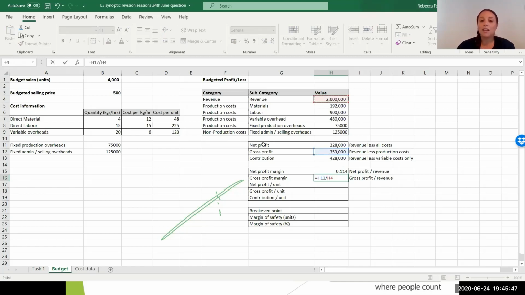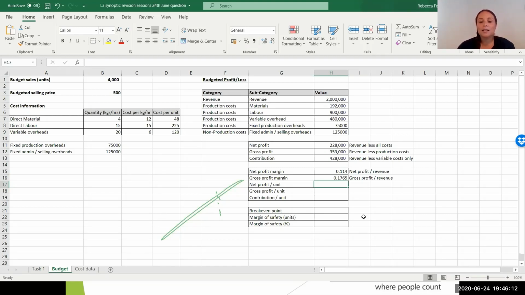Now, if you calculated your net, gross or contribution incorrectly, or you'd calculated your revenue incorrectly, if you got these formulas correct, you wouldn't lose any marks. So you won't lose follow-on marks if you then do this portion correctly. So you've got there your gross profit over your revenue, which gives you 0.1765.